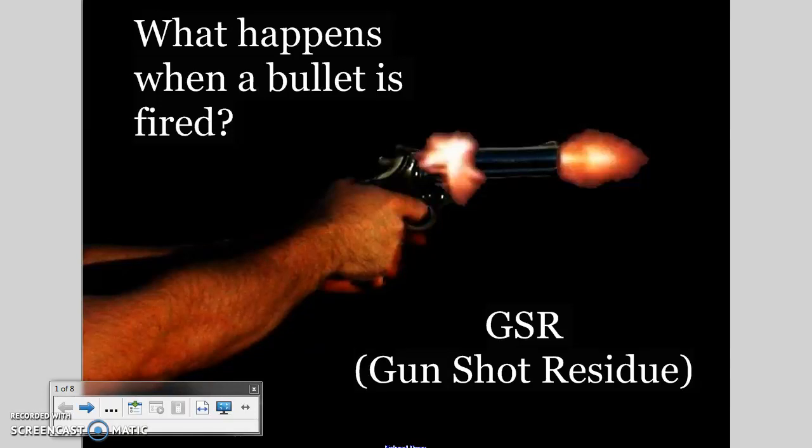Today we're going to talk about gunshot residue. Gunshot residue is abbreviated GSR. So we're going to take a look at what happens when a bullet is fired in terms of gunshot residue.